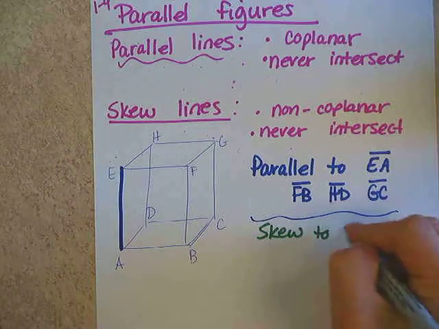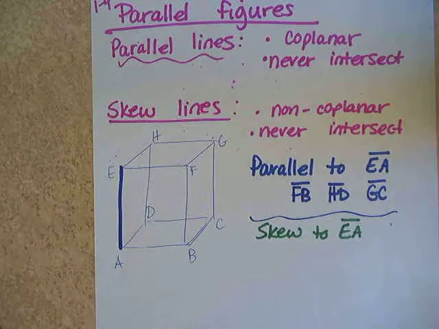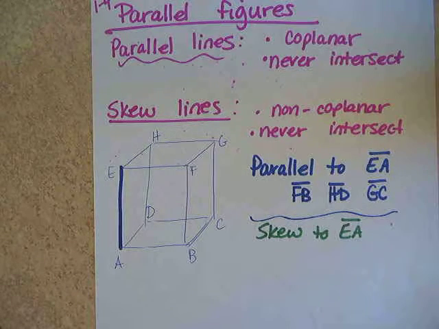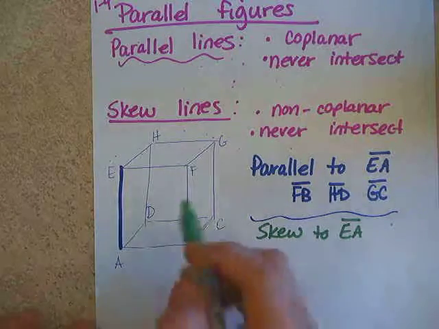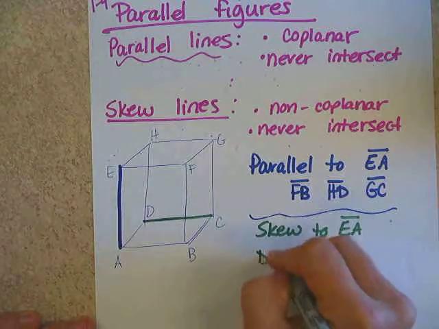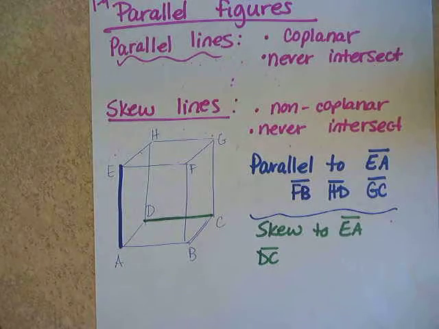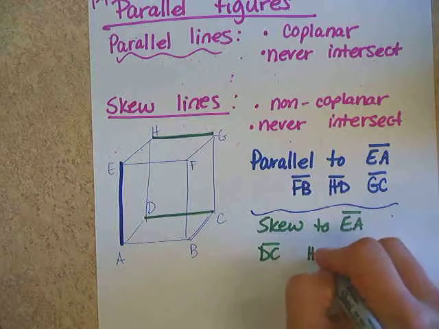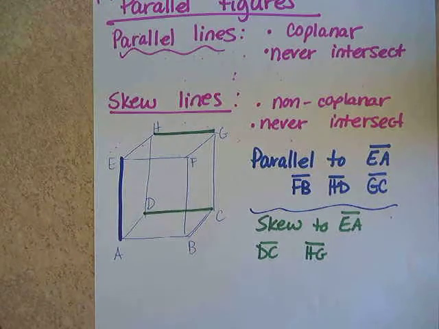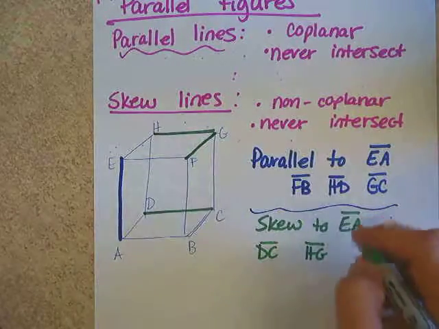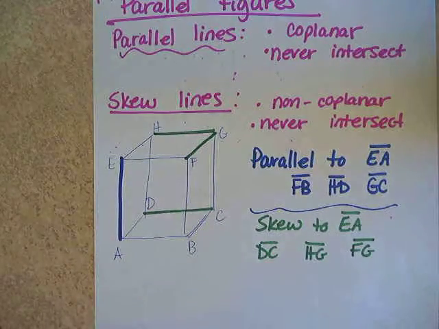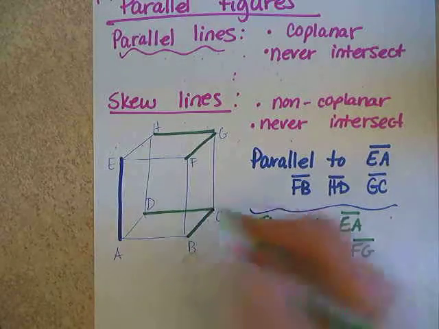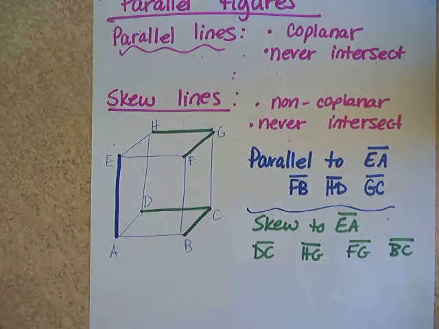But now we're going to talk about skew. We're still going to use EA. Okay. Skew. They will not intersect. Yeah? Okay, these I'm going to highlight. So we have DC. See another one? Yep. HG will not intersect. What else? FG. And one more. BC.